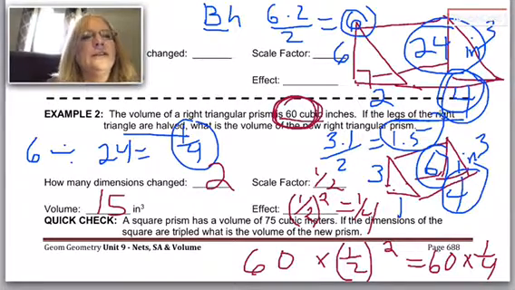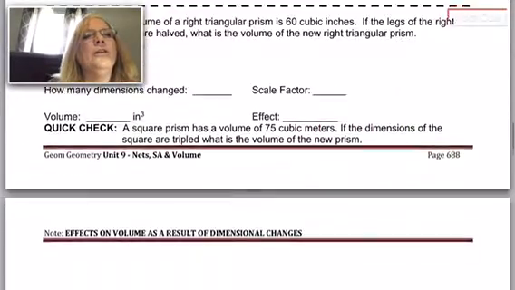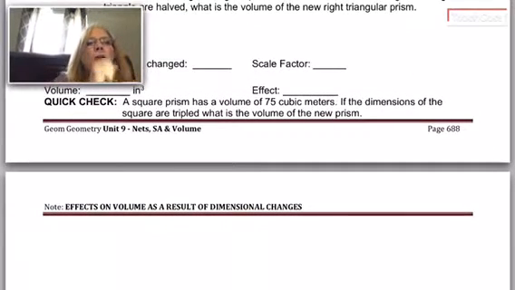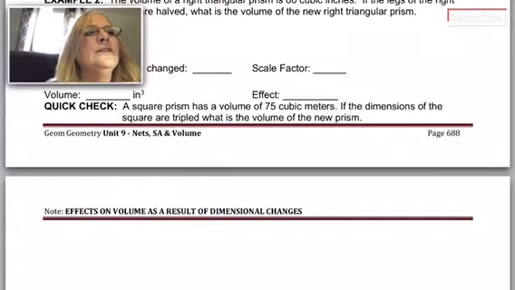All right, let's look at the next example. This one, please pause and try to do it yourself. You've got a square prism with a volume of 25 cubic meters. The dimensions of the square are tripled. What's the volume of the new prism?